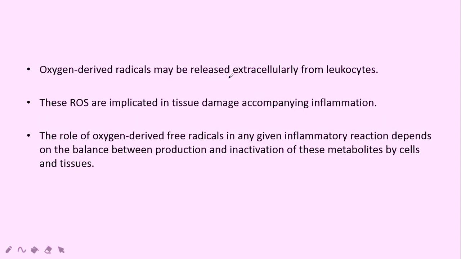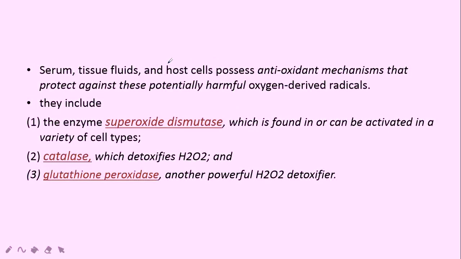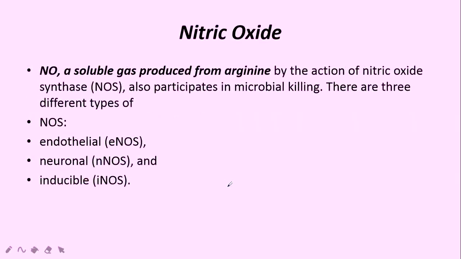Oxygen-derived radicals may be released extracellularly from the leukocytes, where they damage the host tissue, and in this way they produce tissue damage. Now the body contains certain antioxidant mechanisms, and these include the enzyme superoxide dismutase, which is found or can be activated in a variety of cell types, catalase, which detoxifies H2O2, and glutathione peroxidase.